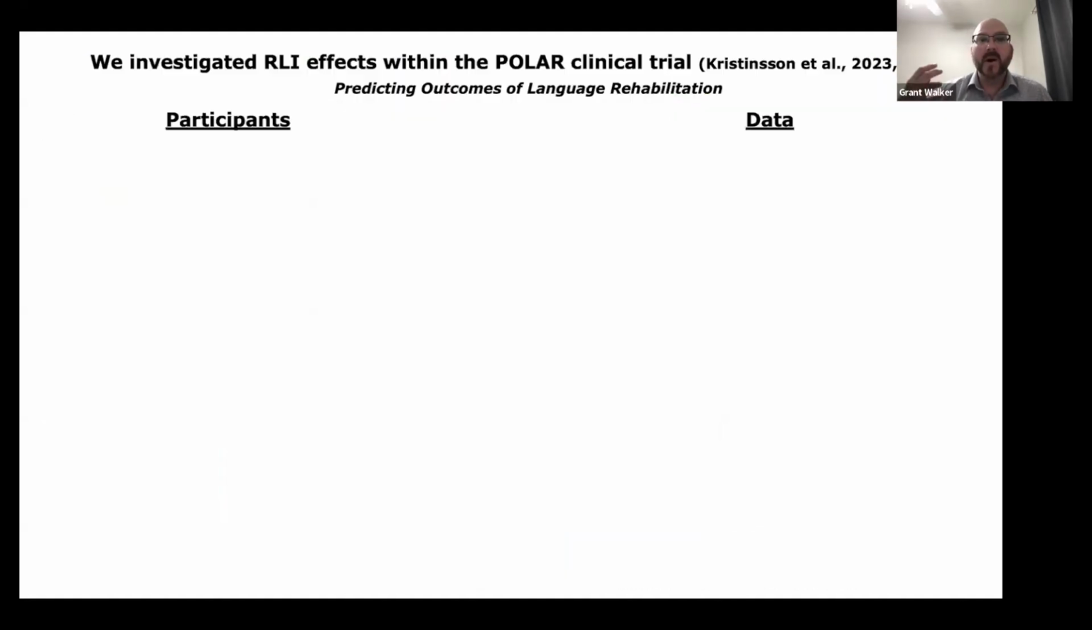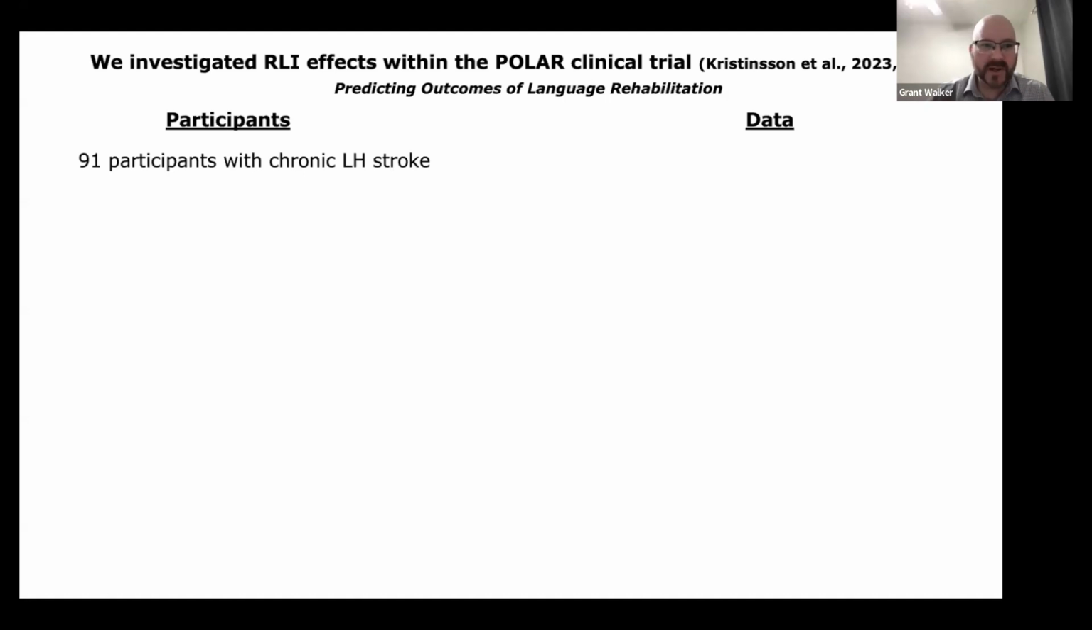We'll see later. So we looked at what happens when we give people with aphasia these tests. What comes out of this? The folks that we looked at first came straight from C-STAR. We conducted the POLAR clinical trial, and we're not so much interested in the effects of treatment here. In fact, the effects were pretty mild. We're interested in more cross-sectional effects here.